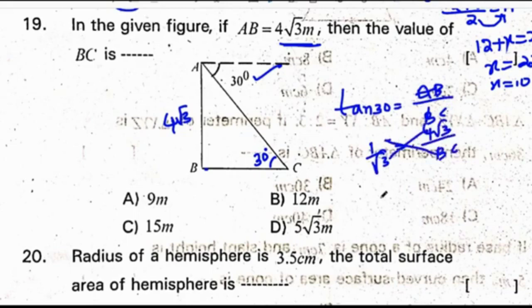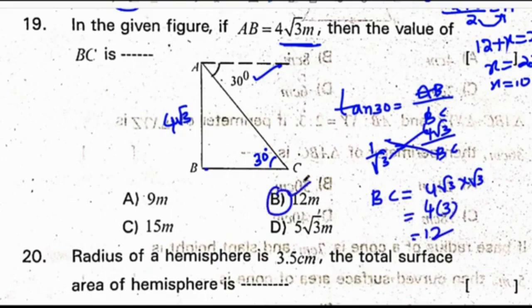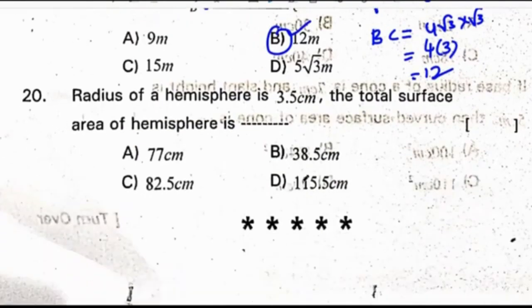When two fractions are equated, we have to do cross multiplication. BC is equal to 4 root 3 into root 3, which is 4 into 3, which is 12. So the correct option is B, 12.